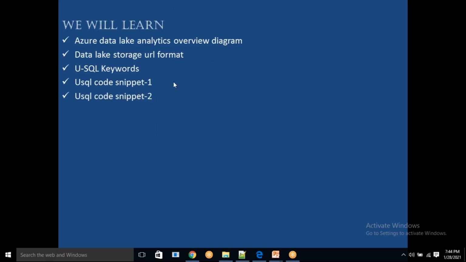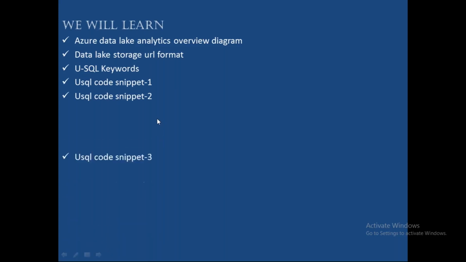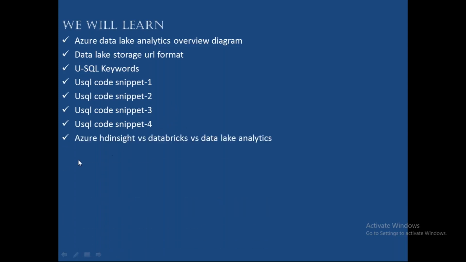Code snippet one will talk about only reading data from data lake storage and writing data into data lake storage. Code snippet two will talk about reading data, applying a transformation, and writing the data. The third will talk about the same thing, reading data, applying a different transformation, and writing the data. Code snippet 4 also goes over the same thing. Then we will talk about the difference between Azure HDInsight, Databricks, and Data Lake Analytics. Then I will talk about required results.